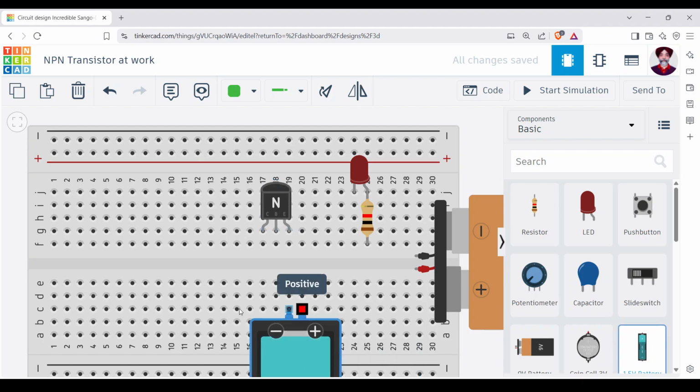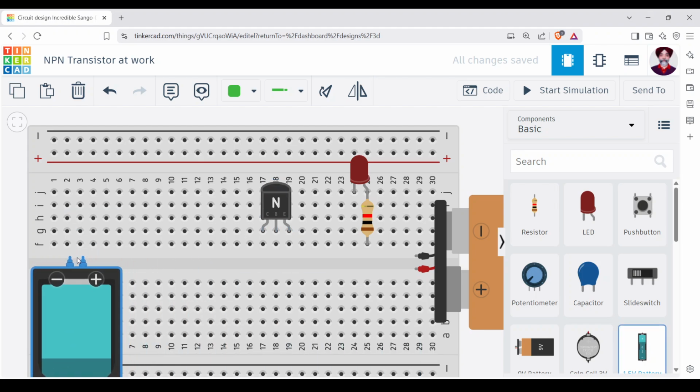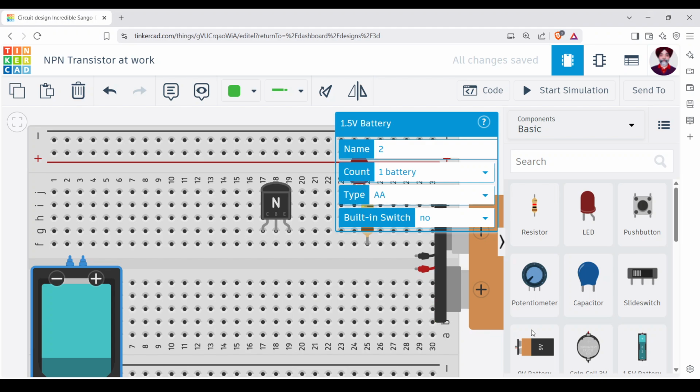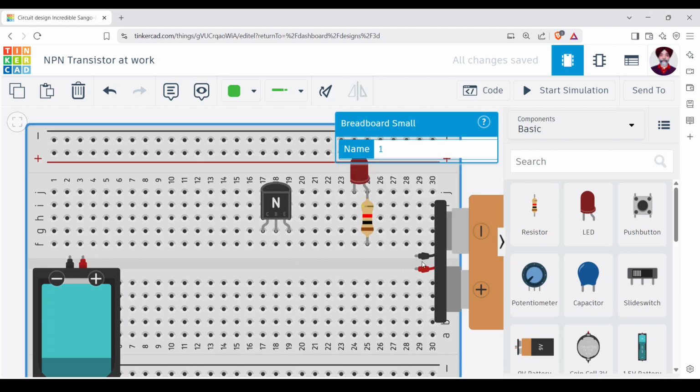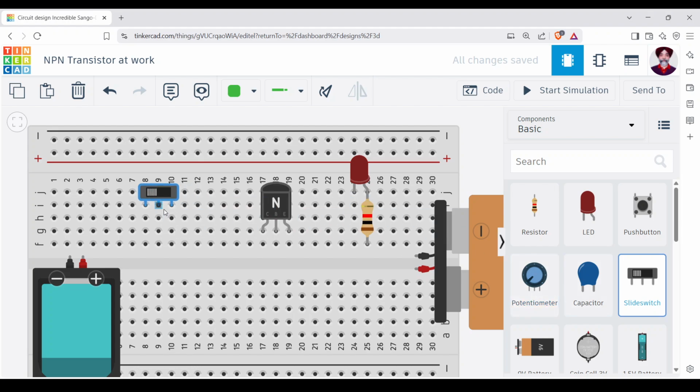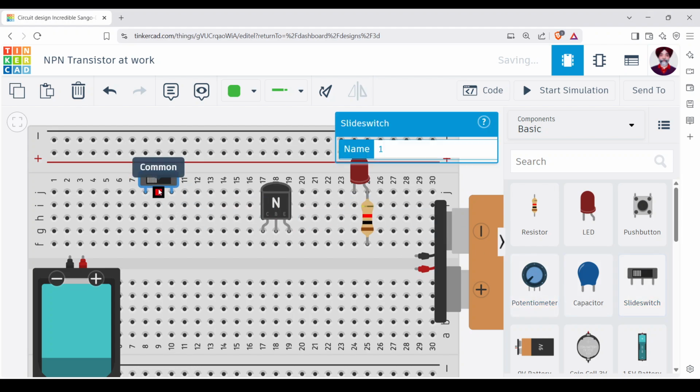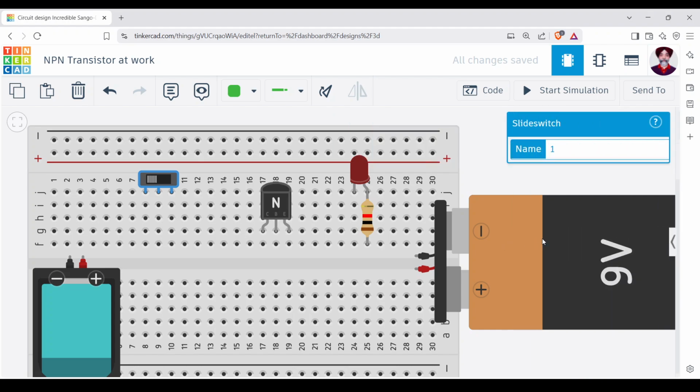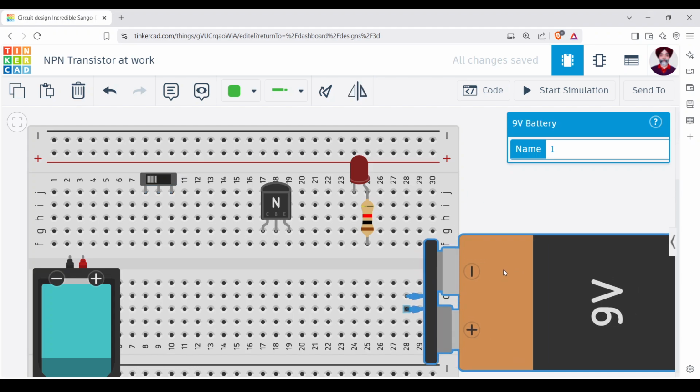We need a small battery on the left hand side. This is the battery which is going to be giving the voltage to the base. And the battery in the right hand side, which is a 9-volt battery, is what is going to work on the load. All right. And we need a switch to switch the thing on and off. So I think whatever we need, we have it here.